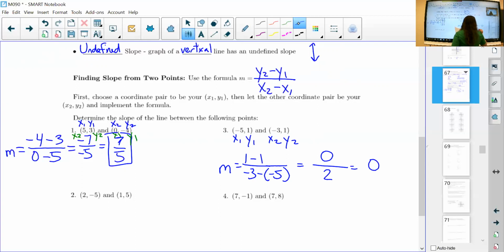0 divided by 2 is 0. Slope of 0. That's okay. Doesn't mean it's wrong. Just means that this is a horizontal line, like we saw up there.